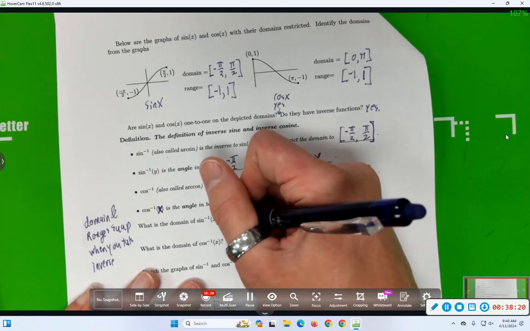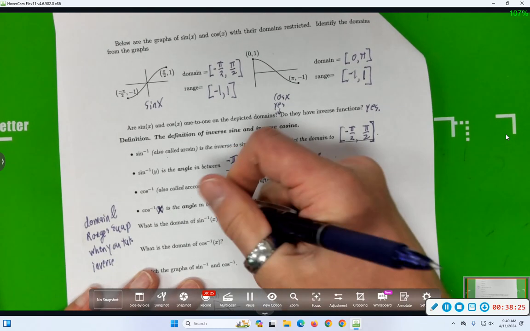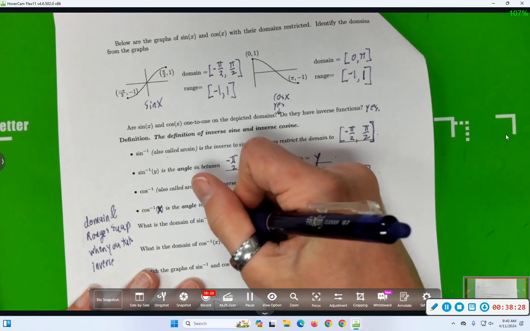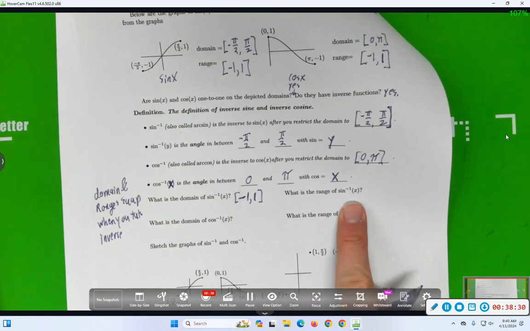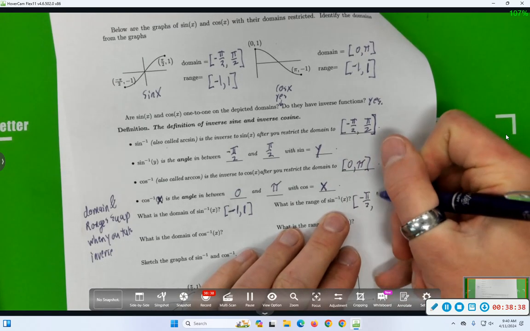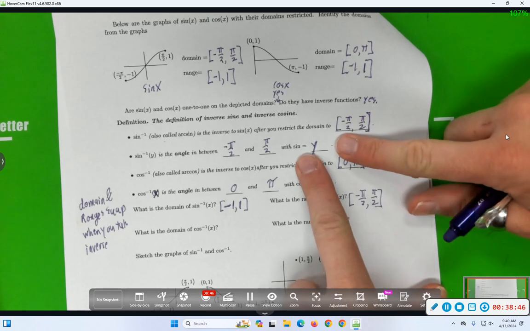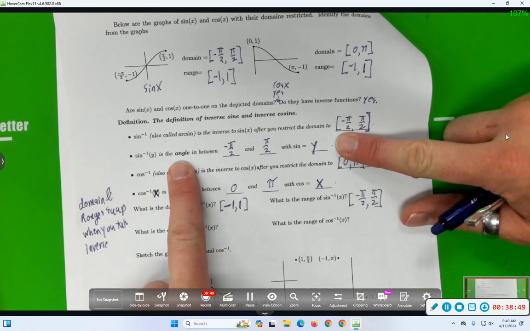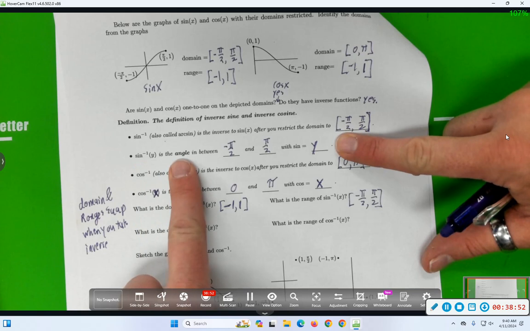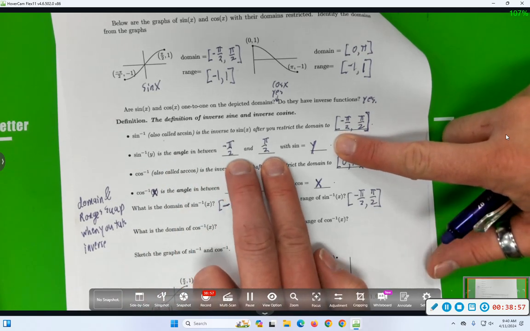So the domain of inverse sine is -1 to 1. Let's make that negative a little bit more convincing. What would you say the range of inverse sine is? Nice. Negative pi over 2 to pi over 2. And that again comes from looking at that graph. Domain and range swap. You can also read it from this sentence. Inverse sine is the angle, so inverse sine is the output. The output is between negative pi over 2 and pi over 2, so that gives you the inputs of the range.